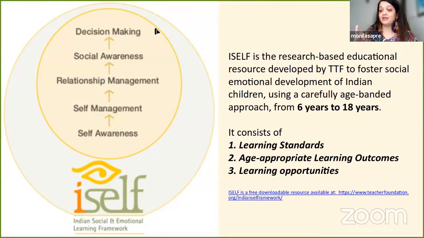Learning standards, which are common across the age group of 6 years to 18 years. Second, age-appropriate learning outcomes, which means between 6 and 18 years, children have age-appropriate learning outcomes. Children from 6 to 8 years can attain certain learning outcomes. Children from 9 to 10 years can attain a few learning outcomes. Children 11 and up can attain a few. Children 16 to 18 can attain a few, and these only get complex and mature as children grow. And third is learning opportunities, which are nothing but activities, tasks, various ways in which teachers can integrate social and emotional learning in their classrooms.